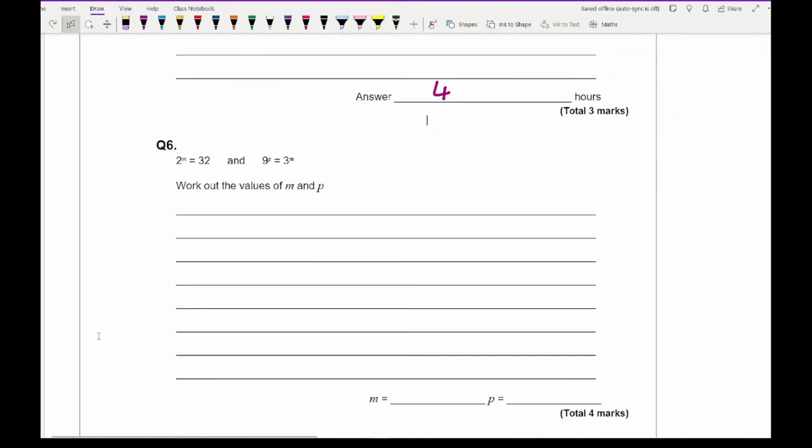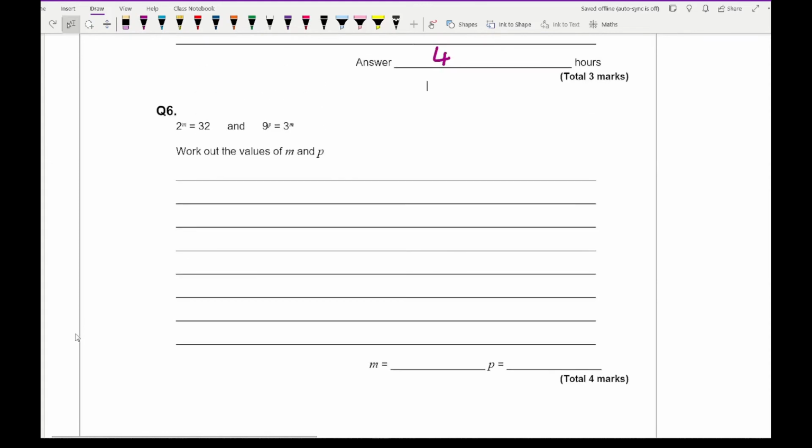Moving on to question 6, it says 2 to the power of m equals 32 and 9 to the power of p equals 3 to the power of m. Work out the value of m and p. So let's have a look at this. Here we've got 2 to the power of m equals 32. Now 32 I can write as 2 to the power of 5. So 2 to the power of m equals 2 to the power of 5, which means that m must equal 5.